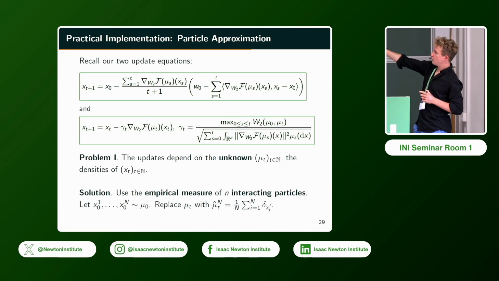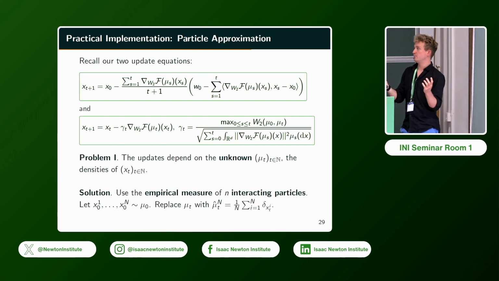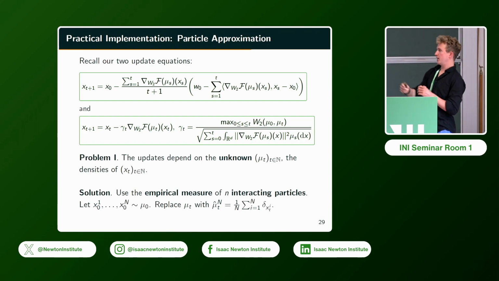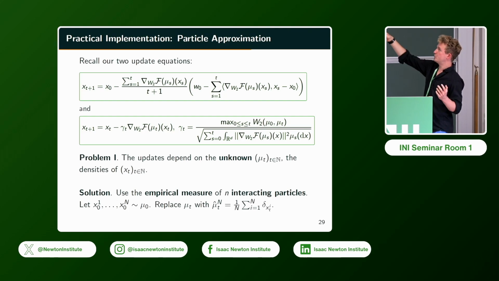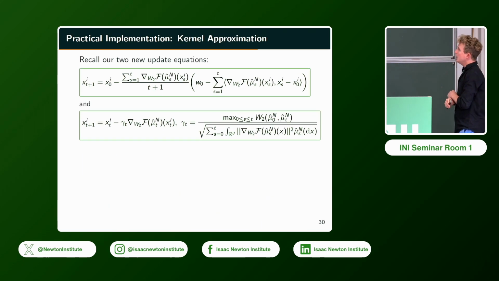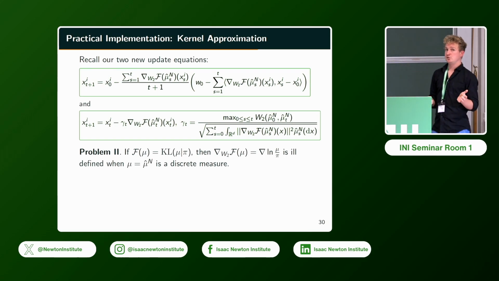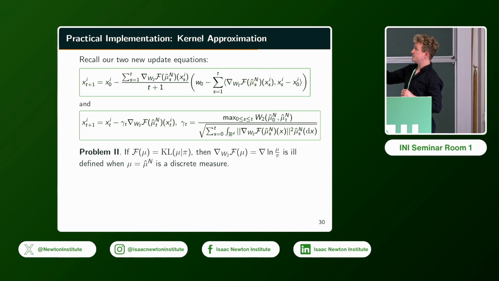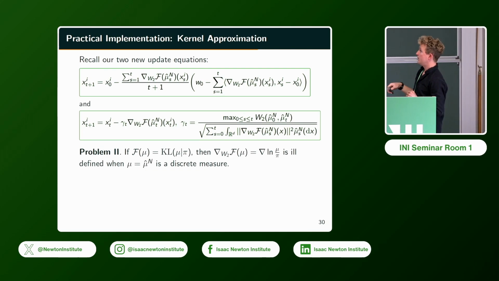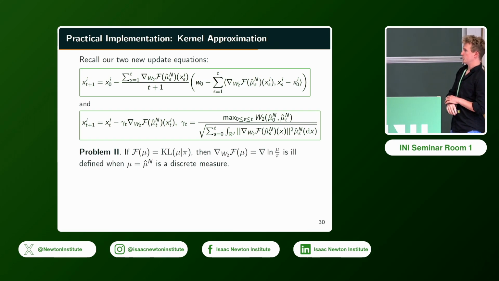The first is we're essentially going to replace these measures with an empirical measure of n interacting particles. So we're going to iterate a set of capital N particles according to these update equations, and then we're going to replace our mu t in these equations with this empirical measure. So that solves problem one. Problem two is that if we want to use the KL divergence as our objective functional, then the Wasserstein gradient of this thing is ill-defined when mu is a discrete measure, which it will be if we're using this interacting approximation of particles.